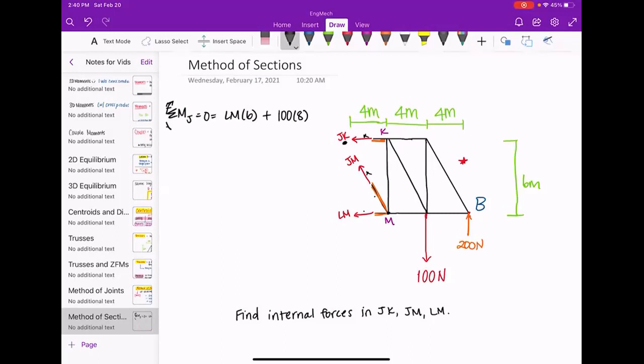Finally, I look at this 200 newtons, and that is 12 meters away. So 200 times 12, if I pin it at J, push it up here, now it's spinning it this way. So that's going to be minus 200 times 12. And then I can solve this one for LM.